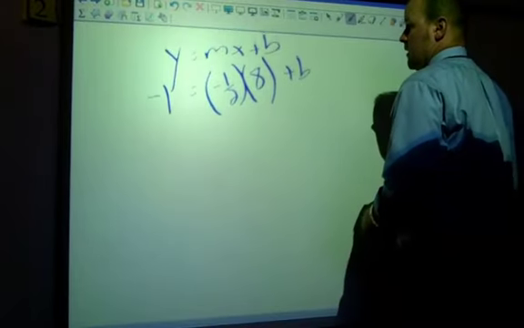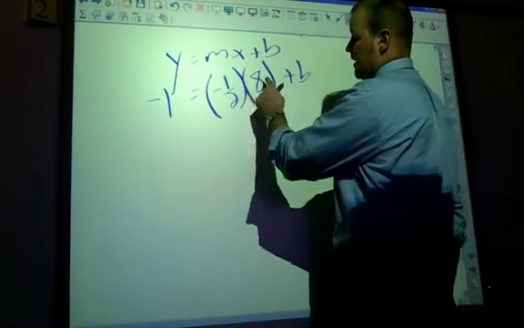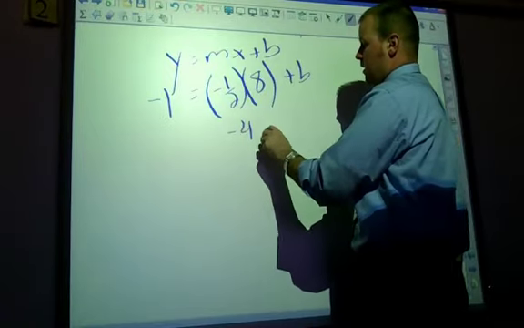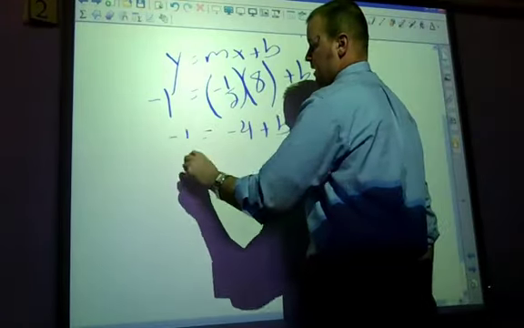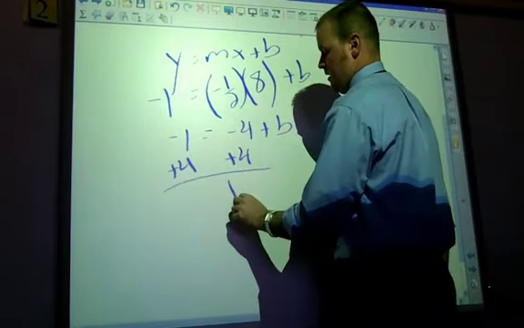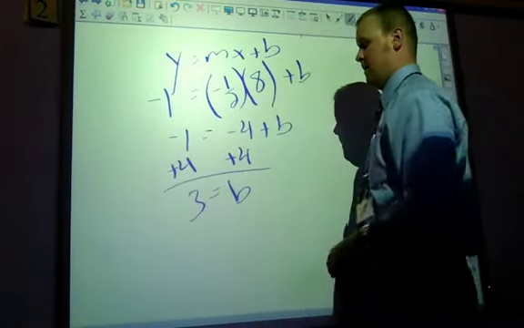Alright. So we plugged everything in. Half of 8 is 4, and we'll make it negative 4, plus b equals negative 1. We're going to add 4 to both sides. b is equal to 3.